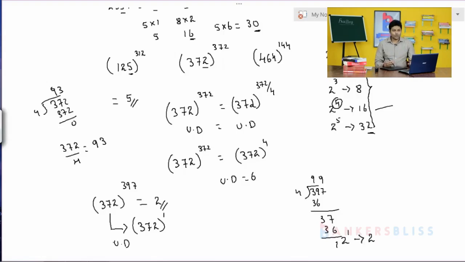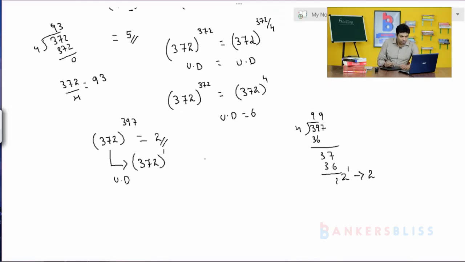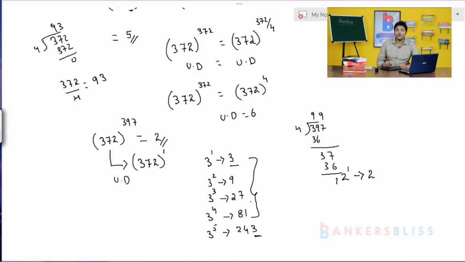For each and every number you are going to get the cycle in the same manner. See here, for 3, if you take 3 power 1, 3, 3 square 9, 3 cube 27, 3 power 4 81, 3 power 5, 243. See here, the unit digit is 3, here the unit digit is 3. So after 4 numbers the cycle repeats. So whatever the power they may give, you divide it by 4 and you calculate.